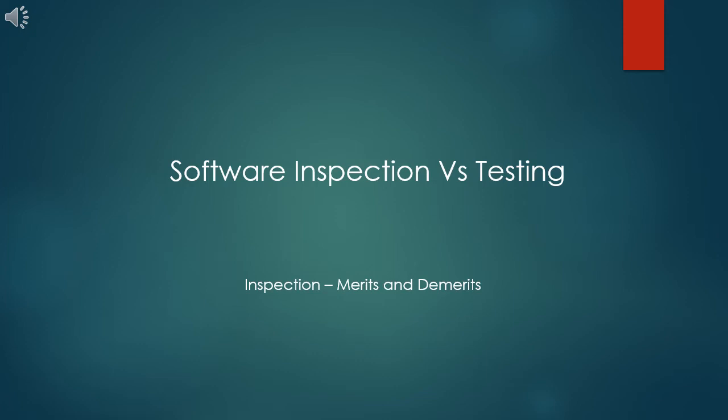Inspection is typically termed a static method. Static in the sense that there is no need to execute the code. On the other hand, testing is a dynamic method where you give artificial data, that is test cases, and then run the program and observe how the program behaves with respect to the input given as test cases. But inspection, as it is a static method, involves no execution at all. You just inspect the code without executing it. Hence, it is called a static method.